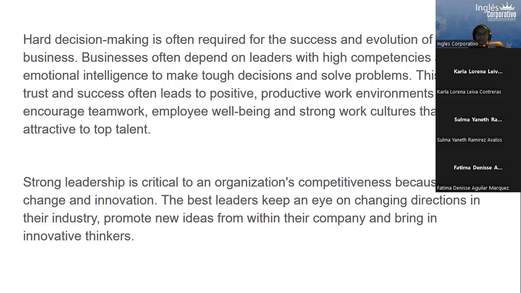What is tough? It's like hard. Very good. It's something difficult, right, that you have to solve. That is it. And solve problems. This level of trust and success often leads to positive, productive work environments that encourage teamwork. What is teamwork, my friends?